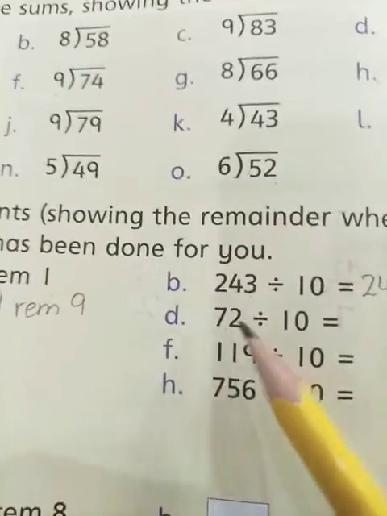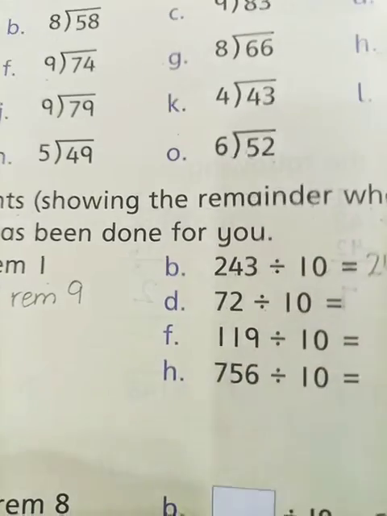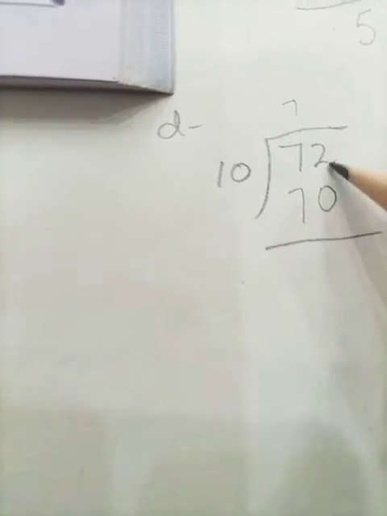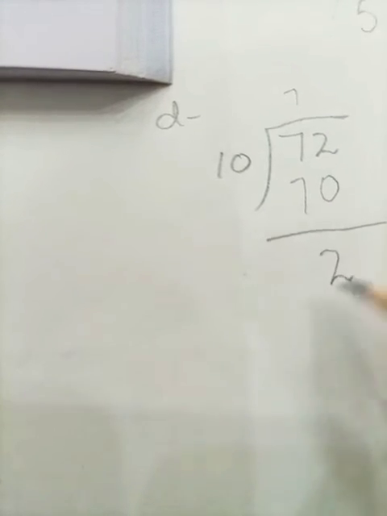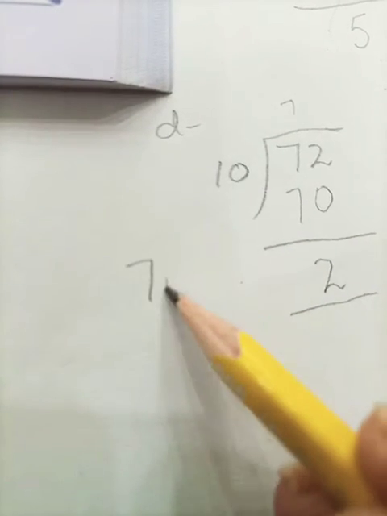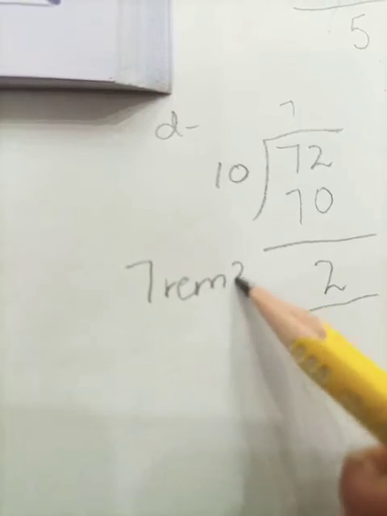Okay, next is part D, 72 divided by 10. 10 sevens are 70 and the subtraction is 2 minus 0, and our remainder is 2. So we are going to write it as 7, that is the quotient, and the remainder is 2.